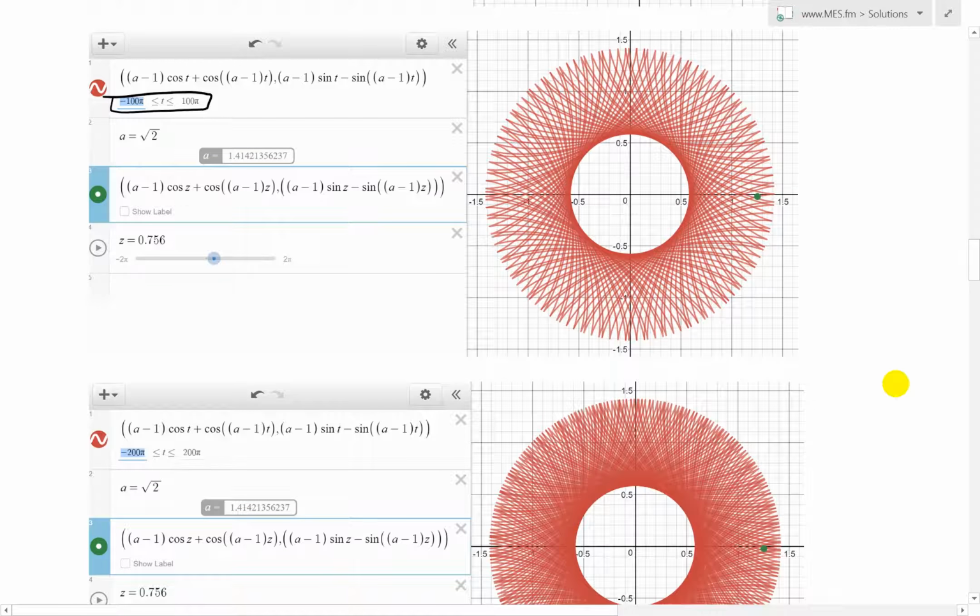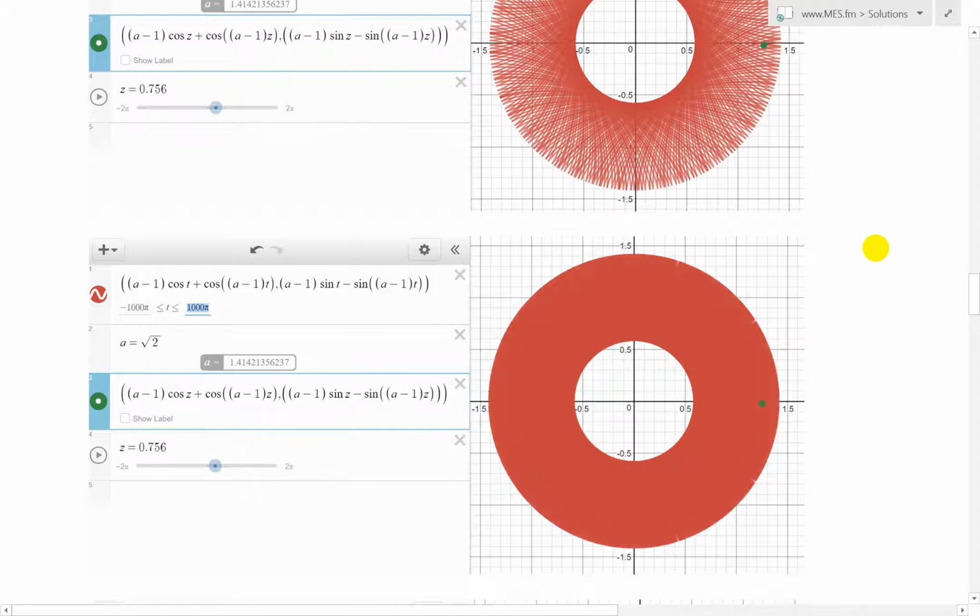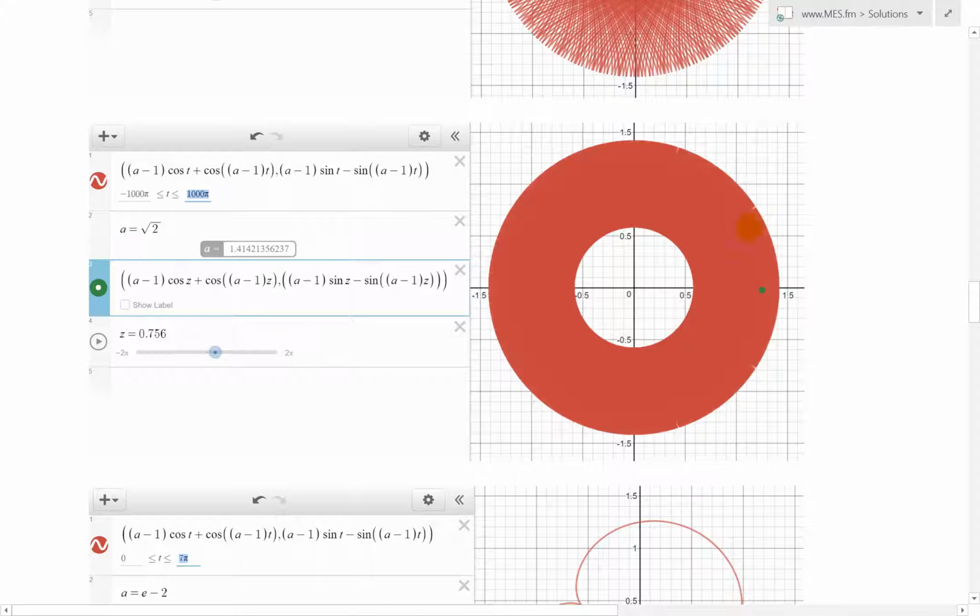It looks like a black hole in the center. And now what I've done here, this one's for 200 pi, just to show you how it gets denser and denser. And again, this is from negative 1000 pi to 1000 pi, and it becomes an absolute solid shape here.